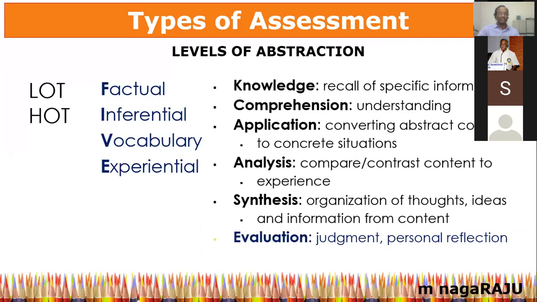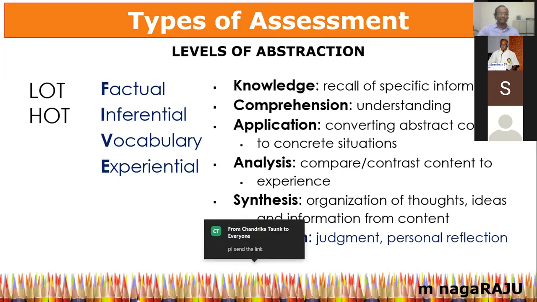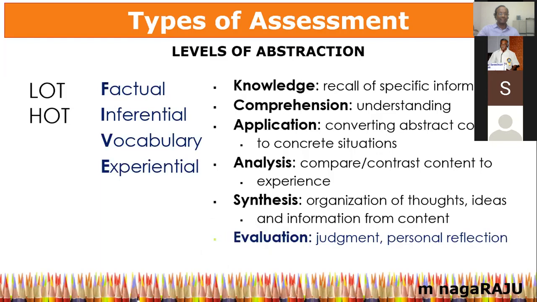Okay, then you can also frame a different set of questions based on this categorization. It's called FIVE. There are only four things, but the anagram is FIVE, F-I-V-E. F stands for factual questions. Where did Shyamala go? What did she buy? Factual question. Inferential question: the answer is not directly there, but you ask, why did she buy sugar? Right? The answer is not there, but the student has to infer and tell you.